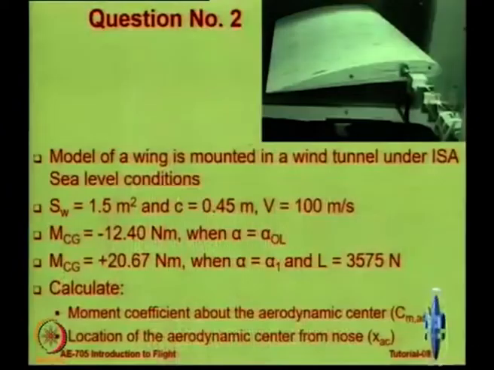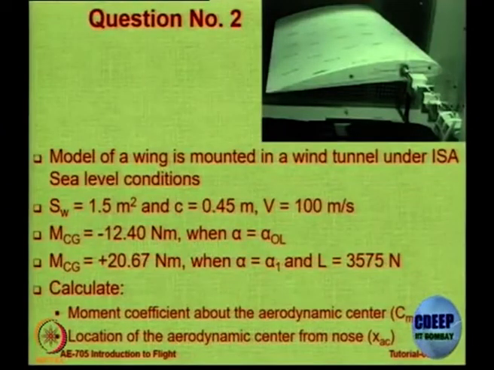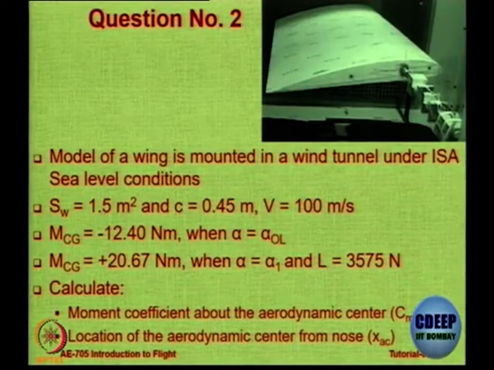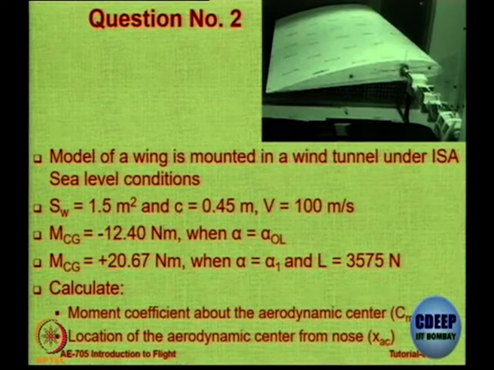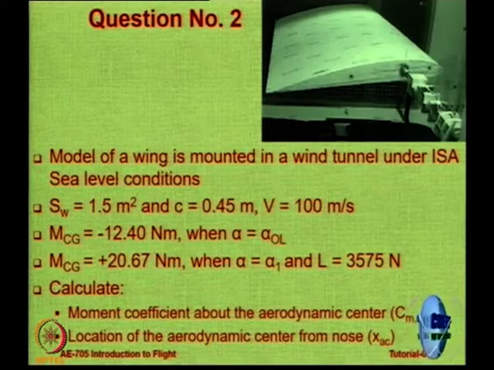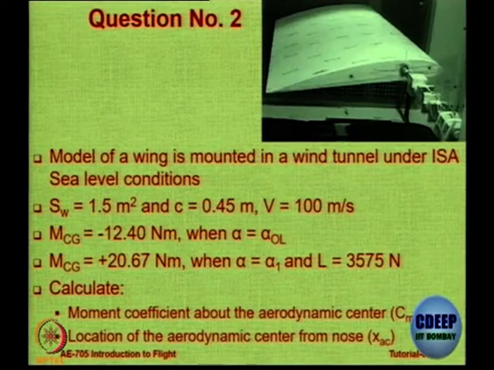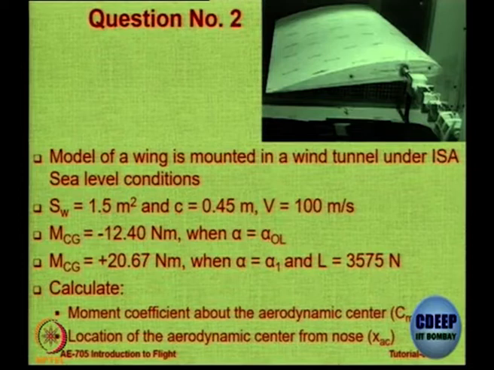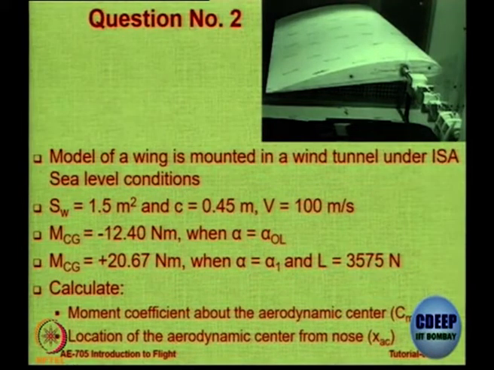So, you have to calculate the two parameters, the moment coefficient about aerodynamic center and location of the aerodynamic center from the nose. Okay. So, go ahead, copy down this information and start calculating. Get the value of CMAC and after that get the value of XAC. So, to make it easy for you, I am going to show you this figure here for some more time.